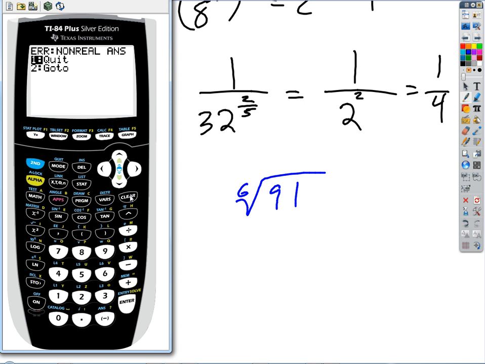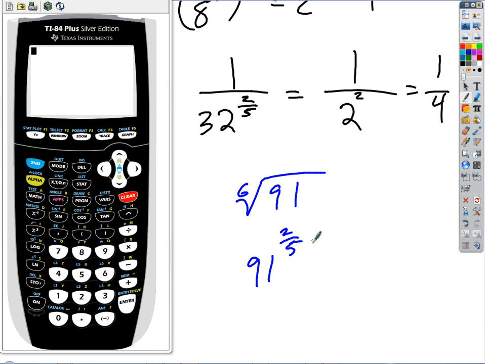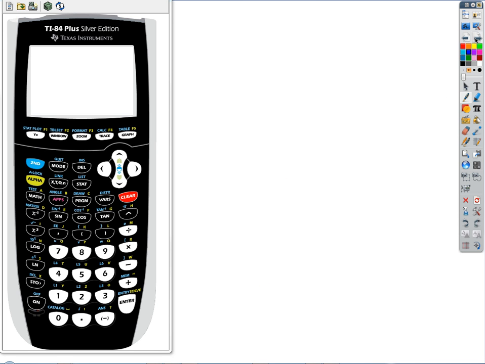Okay, so what if I want to do a fractional exponent, like let's say something like 91 to the 2/5? You just put it in like 2/5. It'll give you the answer. Same way we just did, but just make a fractional exponent. Way easier.